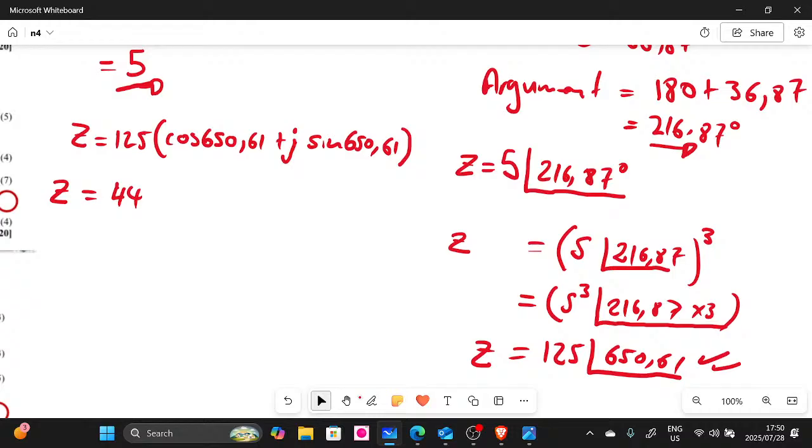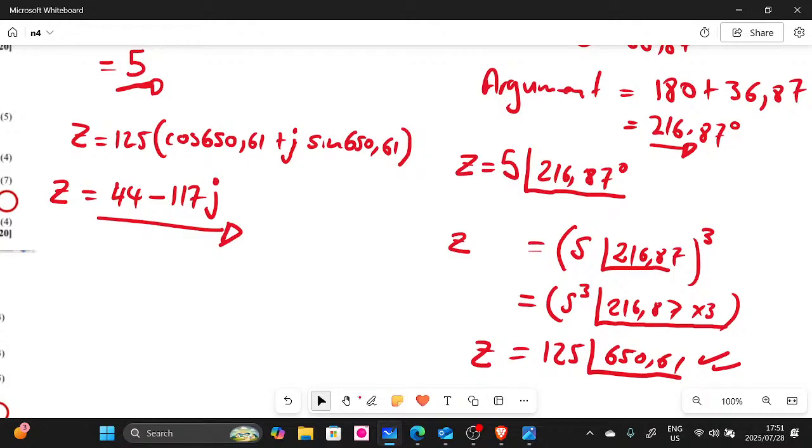And then let's look at the imaginary number. You just multiply that 125 with sine this time around, sine 650,61. So what do we get? Here we are getting negative 117, so it's negative 117j. So this here is our final answer.